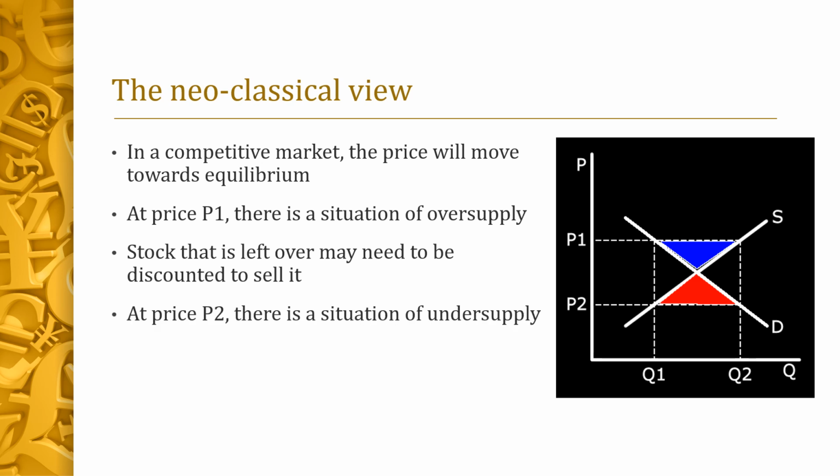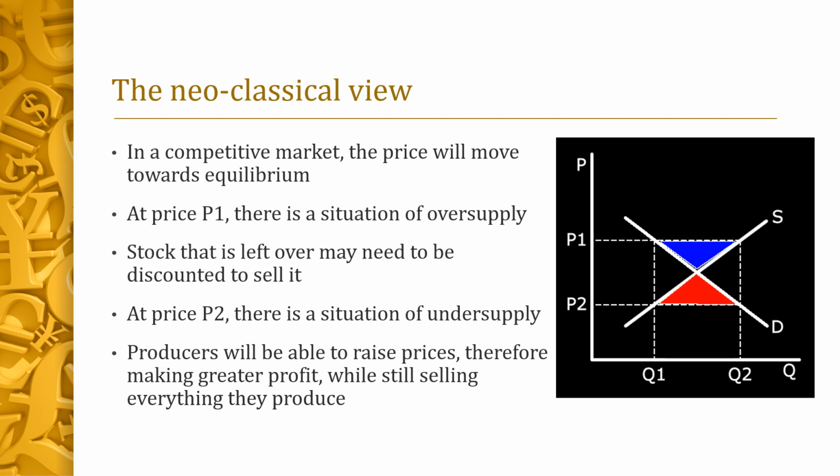At price P2, there is a situation of undersupply. More is being demanded at Q2 than is being supplied at Q1. Producers will be able to raise prices, therefore making greater profit while still selling everything they produce.